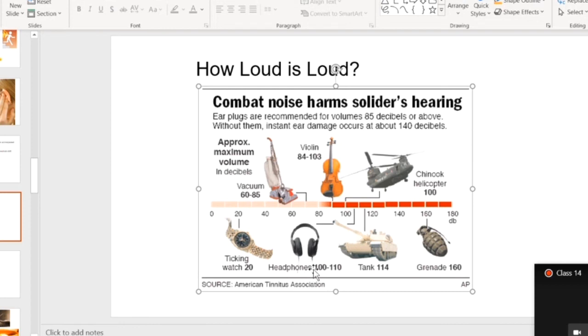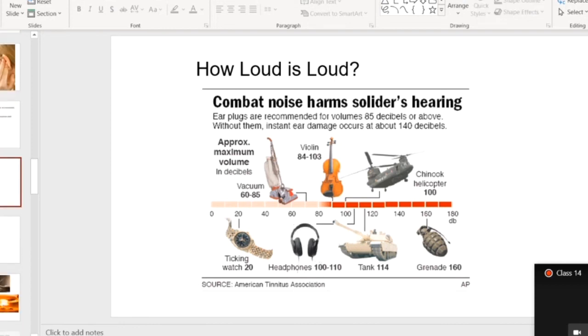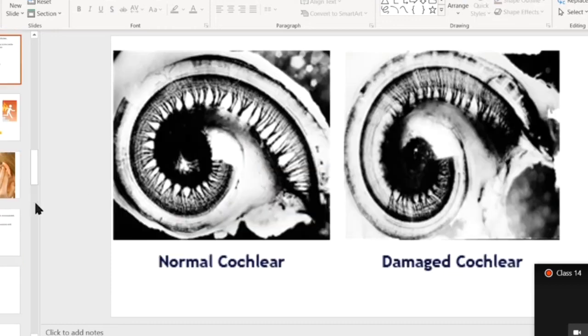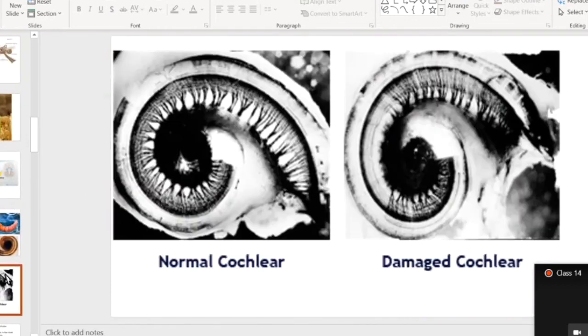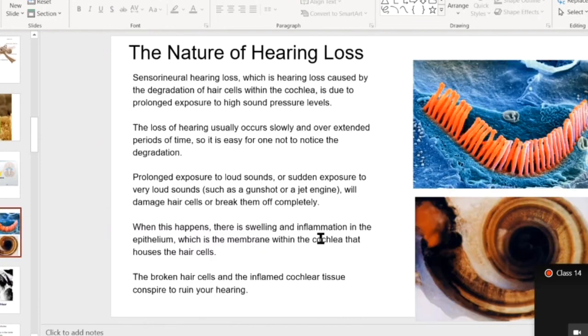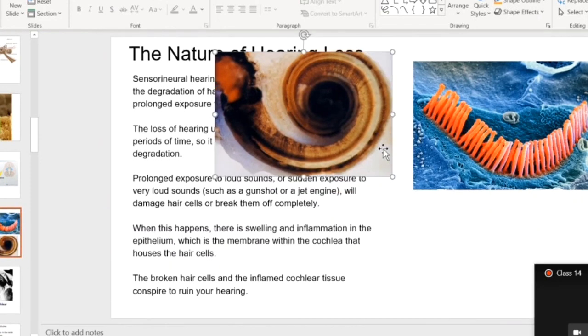Check this out. Headphones, 100 to 110. All right, just headphones. And then just look at this picture again. All right, or how about this one? Yeah, your hearing is just shot now. That's what's happening.